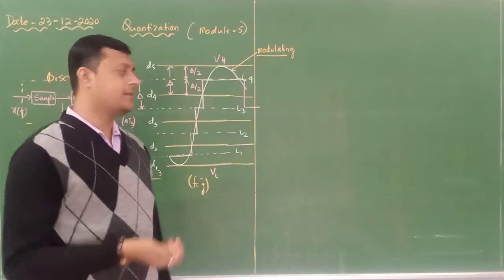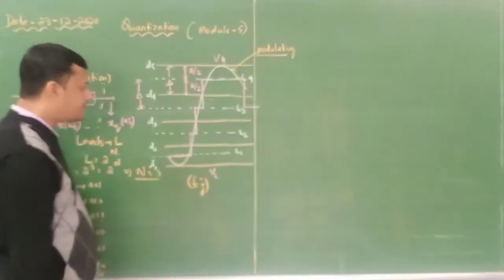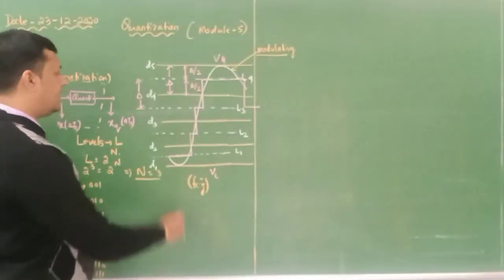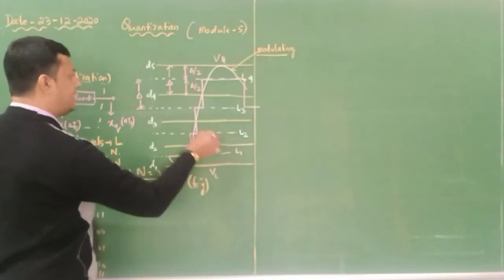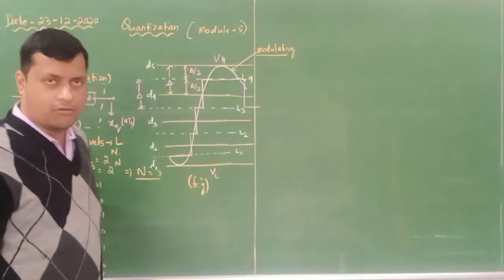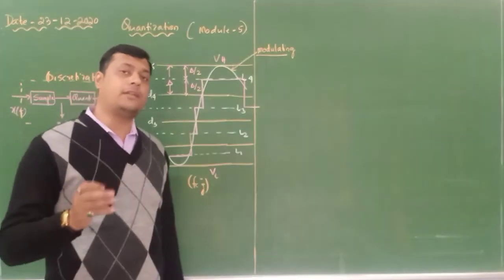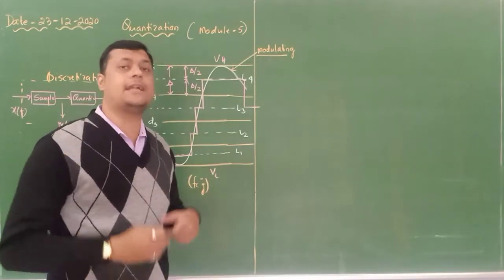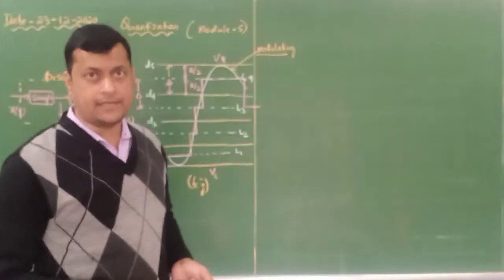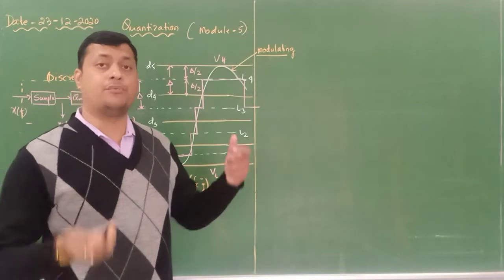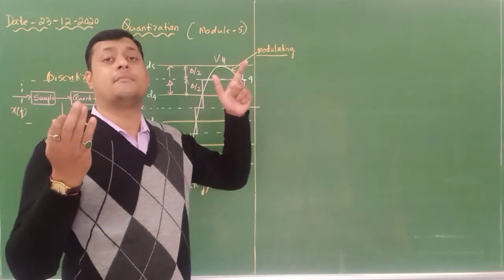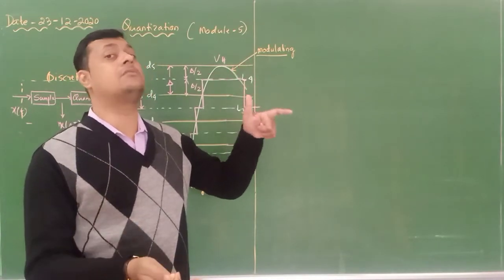Now how is it happening? Let's see. Here you can see these fixed lines are called decision boundaries. The number of decision boundaries is always one greater than the number of levels. And within these decision boundaries only, my maximum peak to peak amplitude is going to be available.